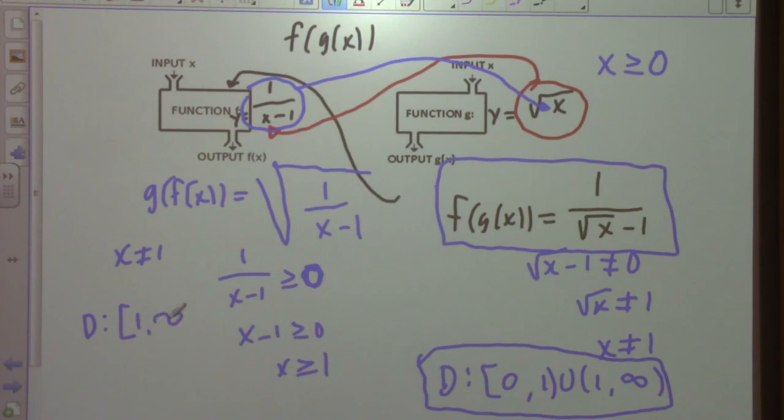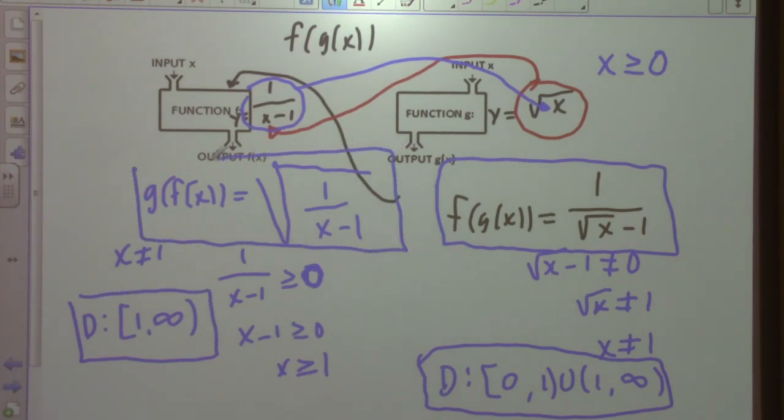1, comma infinity. So that should be our domain for this function here. So this is number 18, all worked out here with the function machine, okay?